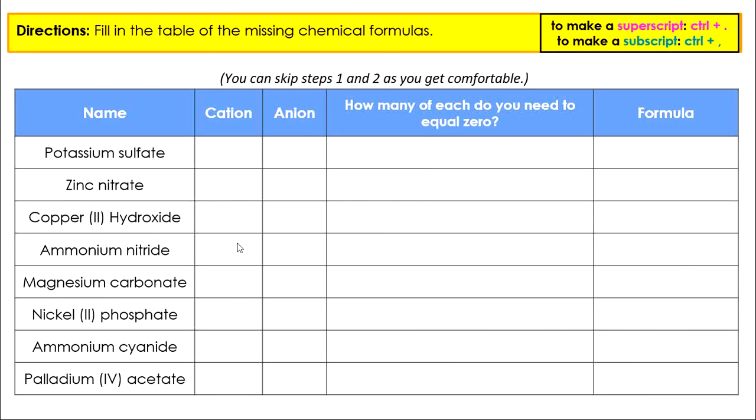Go ahead and pause the video here to try these practice problems. Each column represents a step. So cation and anion is the first step. How many of each do you need to equal 0 is the second step. And then to write the formula is the third step. As you get comfortable, just like before, go ahead and eliminate the middle columns and just go straight from name to formula.